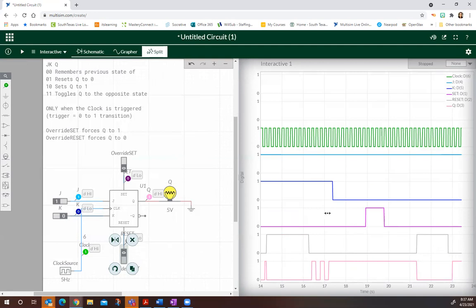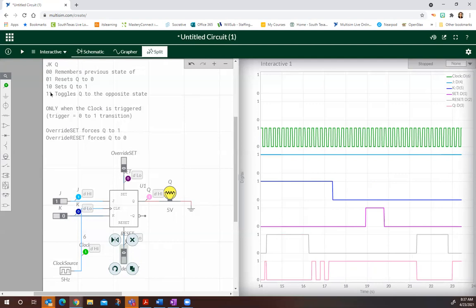What I want to make sure you understand is that the override set only forces a 1 and the override reset only forces a 0. When they are deactivated, they don't force anything anymore. They just back off and the output then follows the clock. So as you can see here, when I stopped forcing the reset, my output didn't change immediately. It had to wait until the clock triggered again. So there you have it.